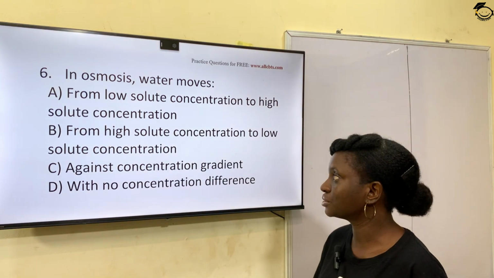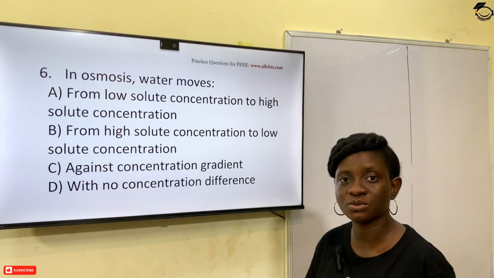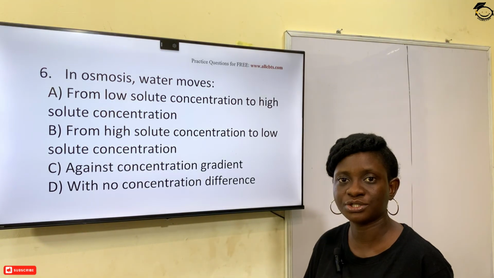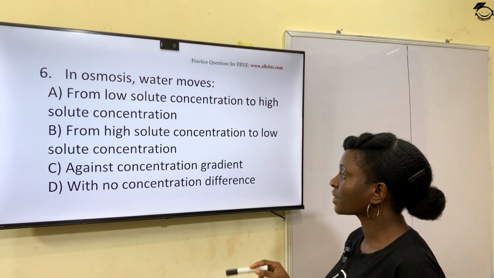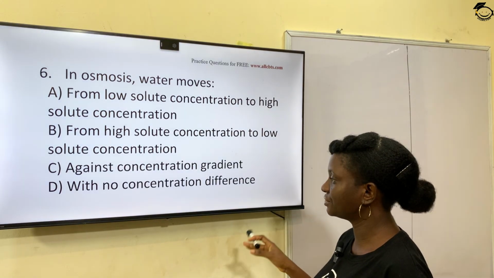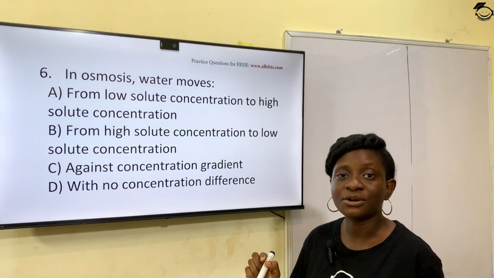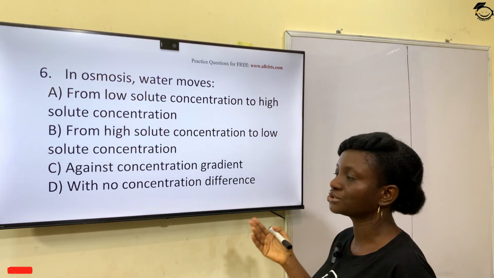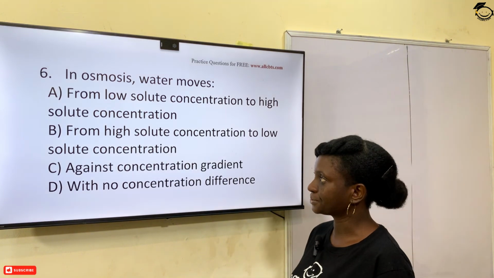So looking at the options, option A, from low solute concentration to high solute concentration. Option B, from high solute concentration to low solute concentration. Option C, against concentration gradient. Option D, with no concentration difference. So the correct answer here is osmosis moves from low solute concentration to higher solute concentration, option A.